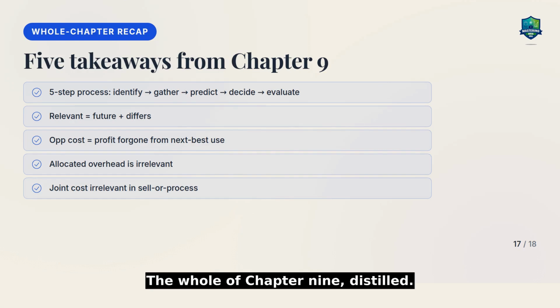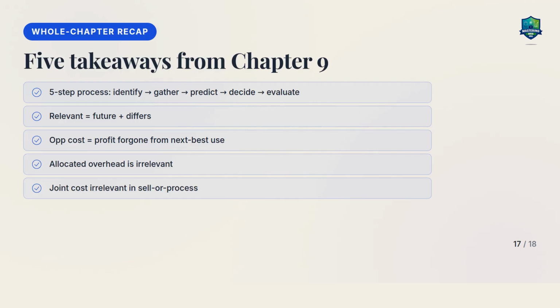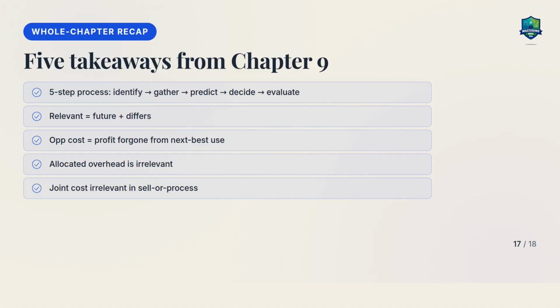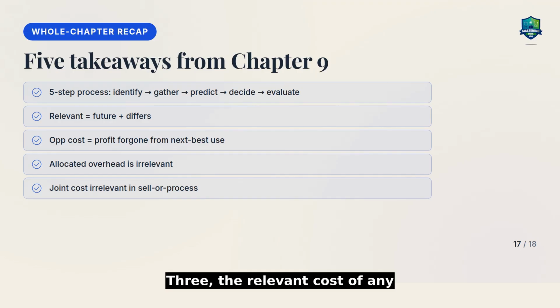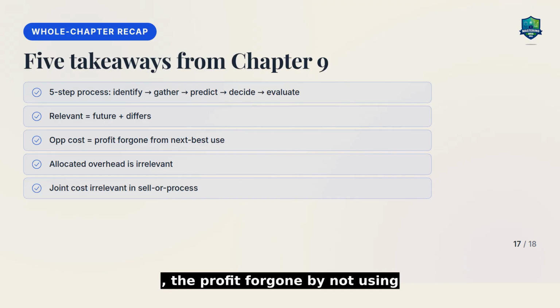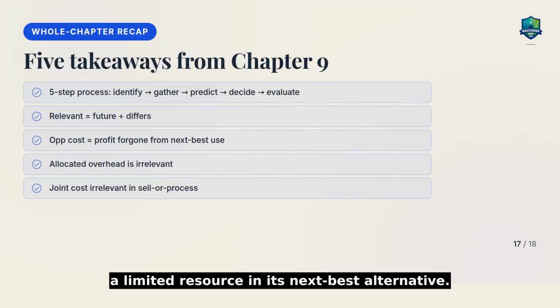The whole of Chapter 9 distilled. 1. Managers use a 5-step decision process: identify, gather, predict, decide, evaluate. 2. For a cost or revenue to be relevant, it must be in the future and differ across alternatives. 3. The relevant cost of any decision is incremental cost plus opportunity cost, the profit forgone by not using a limited resource in its next best alternative.